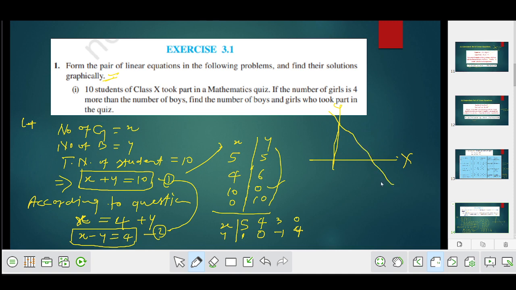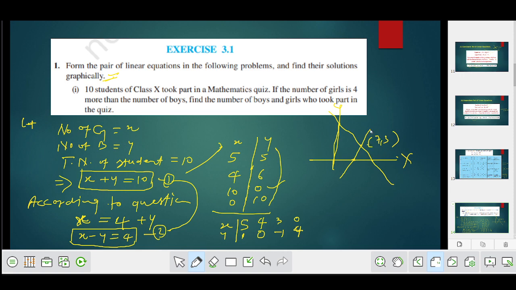Now, second is x equal to 4. Here y equal to 0 passes through, and we can get one single point which satisfies both of the equations. This is the point 7, 3. Clear?